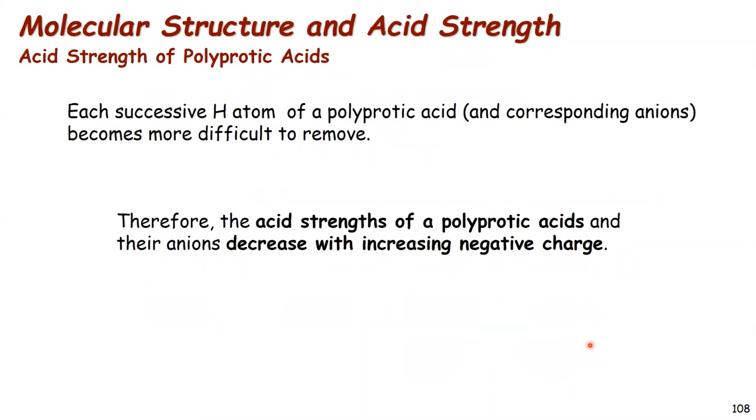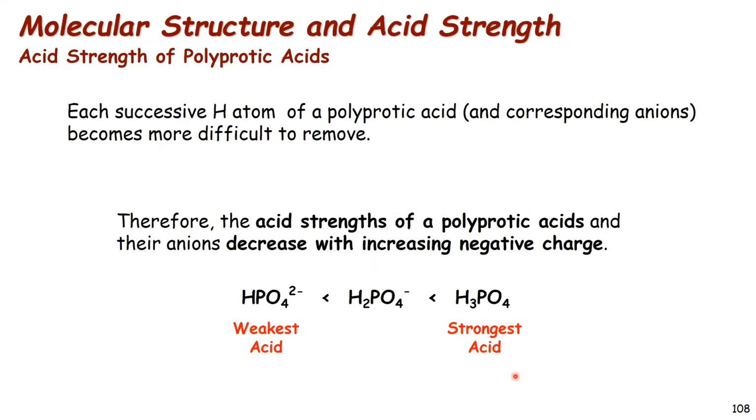Okay, then let's talk about polyprotic acid. Each successive hydrogen atom of a polyprotic acid becomes more difficult to remove, therefore becomes less acidic. Acid strengths of polyprotic acids decrease with increasing negative charge. The hydrogen ion is positively charged, so it's harder for that positive ion to escape the negative charge of its anion. So we would expect the original acid, in this case phosphoric acid, to be stronger, because once we lose an H plus, it becomes minus, making it harder for the hydrogen ions to escape. So this will be a little bit weaker than the phosphoric acid.